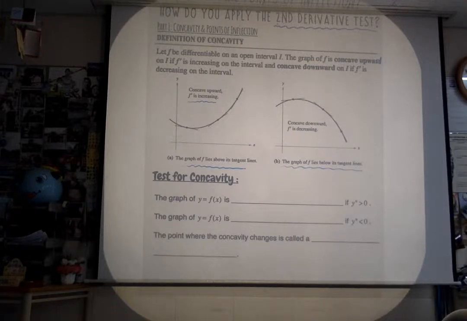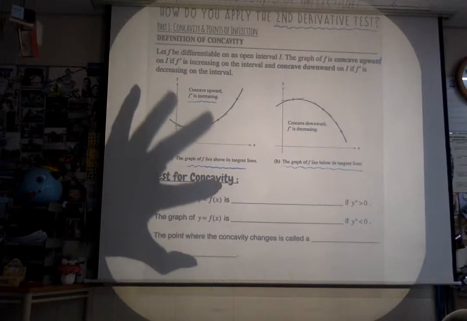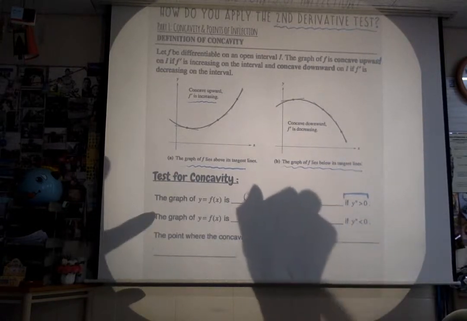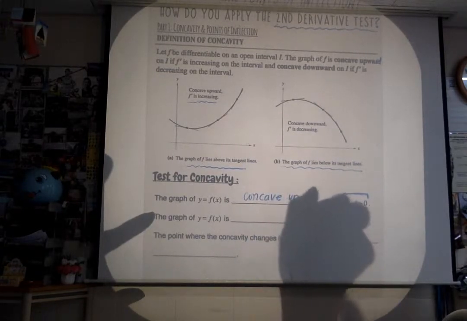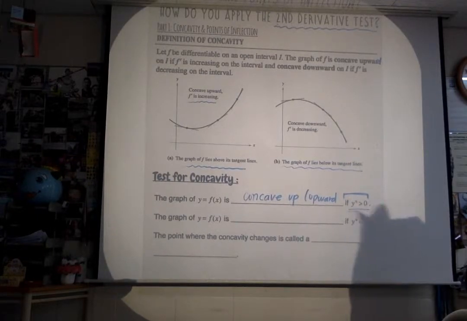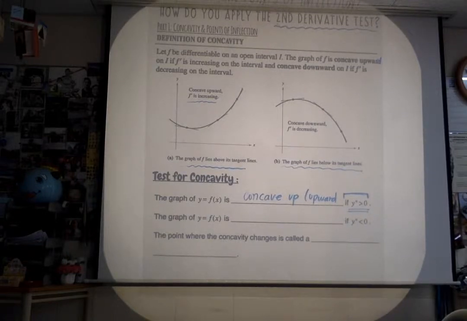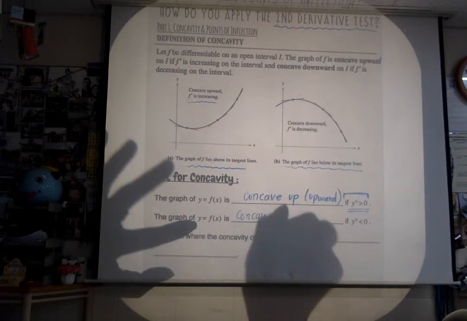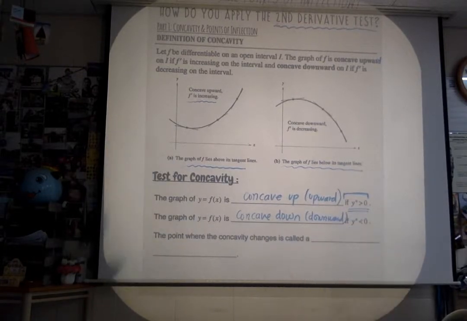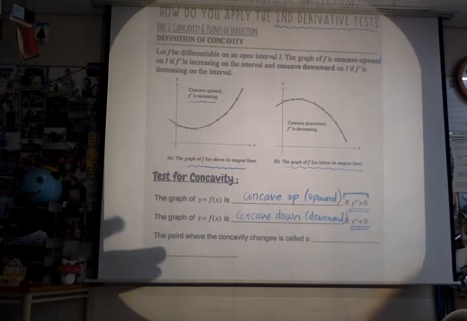Test for concavity. The graph of y equals f of x is what? Think about it. When your second derivative, which is y double prime, is greater than 0. We're going to talk about all this, but just know that it's concaving up, okay? So we say concaving upward if your y double prime, your second derivative, is greater than 0. We're going to formally discuss the second derivative test later. The graph of y equals f of x is concave downward if y double prime is less than 0. These are definitions in your book too.